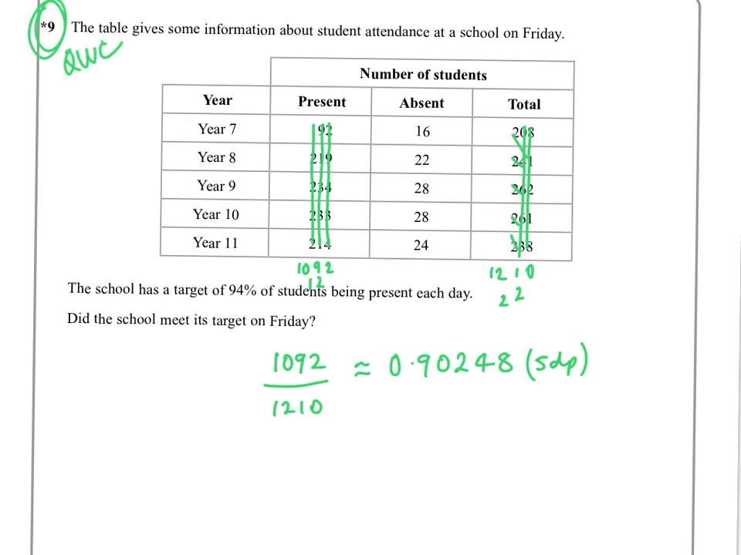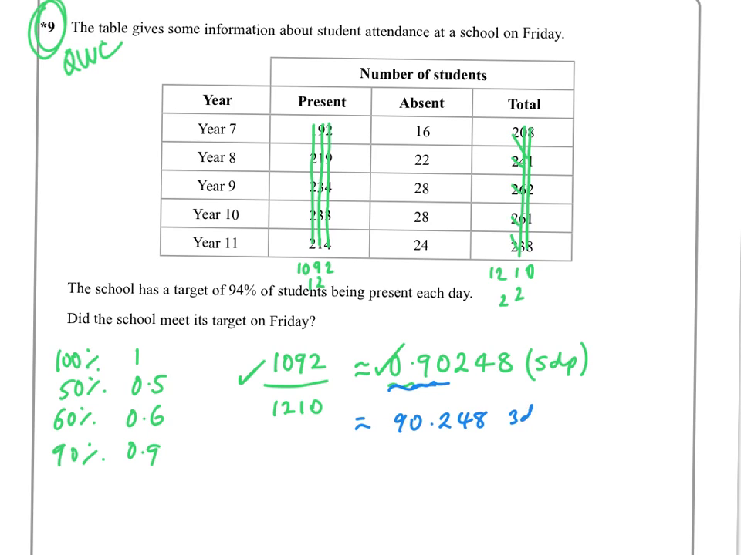And if that's the decimal, and this is the fraction, so you've got fraction, decimal, then to convert into a percentage, think about it. If 100% is 1, then 50% will be 0.5. So 60%, 0.6, and 90% would be 0.9. So you can see 0.9 here. So you just follow this through, and then you've got 90.248 to now 3 decimal places, and that would be a percentage. So you say overall that 90.2% of the students were present, and that would be the simplest way for me to actually do it.